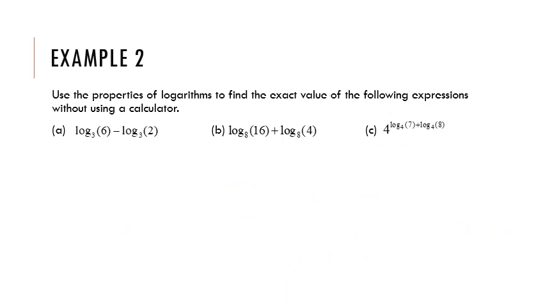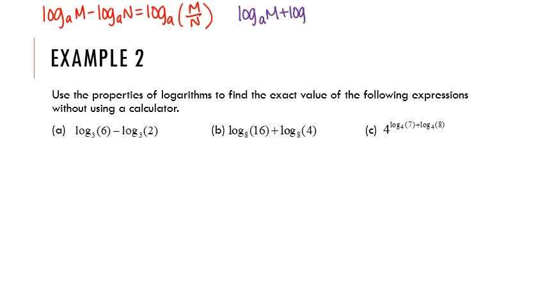So let's look at some examples using these. Use the properties of logarithms to find the exact value of the following expressions without a calculator. Okay, so let's write those properties again that we just learned. Log base a of m minus log base a of n is the same thing, we can combine those by dividing. Log base a of m plus log base a of n, we can combine those by multiplying. And then if I have something to a power, I can move that power in front of the logarithm.